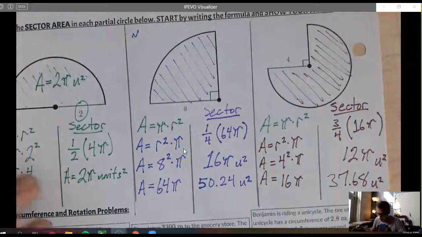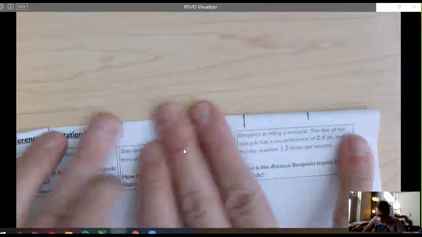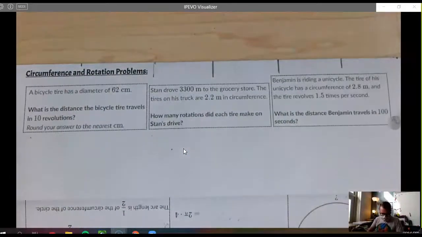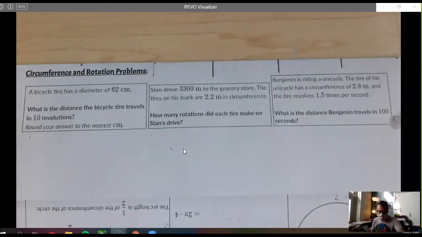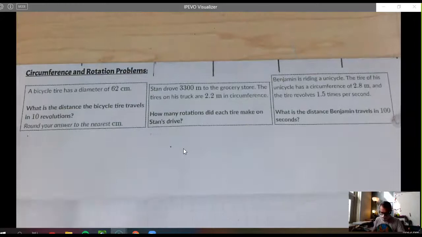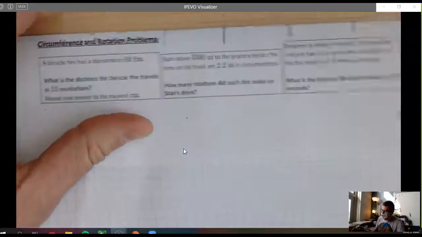All right, circumference and rotation problems. I'm actually going to fold my notes so we can just focus on these. We've got 3 problems here, and I'm probably going to need some graph paper. You might need some extra graph paper to be able to write this out, so I'm going to shove some graph paper right here so we can work.